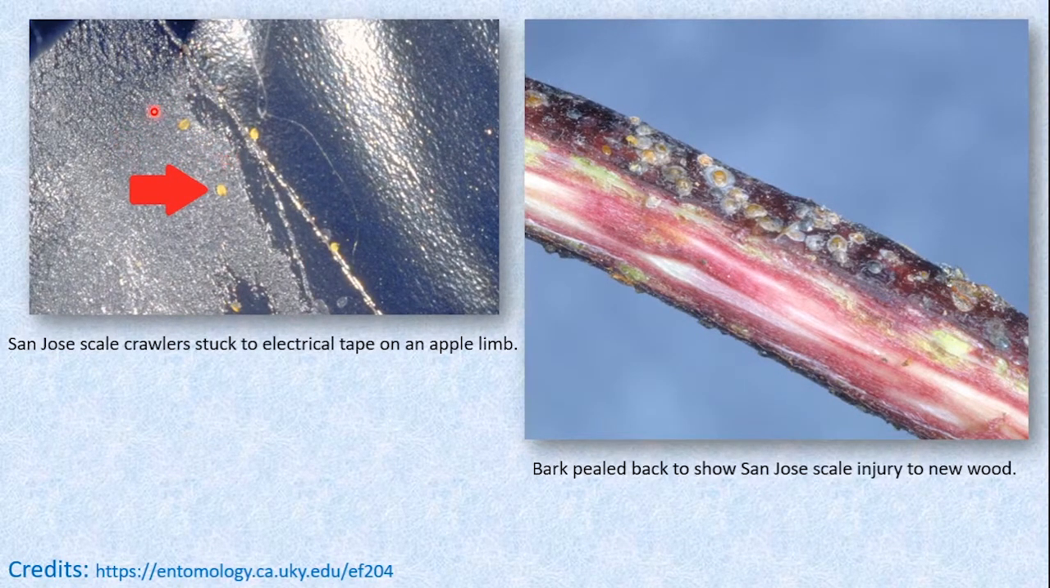Now these can be seen as yellow crawlers which are stuck down to the electric tape. And this is the picture of peeled bark of plant. You can see the infestation all over this part of the plant.